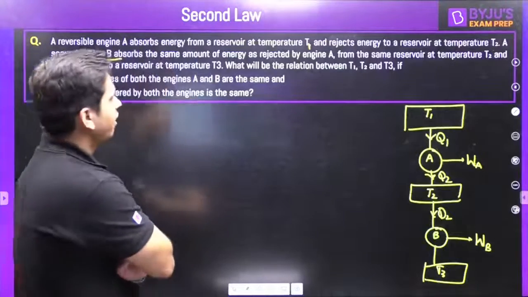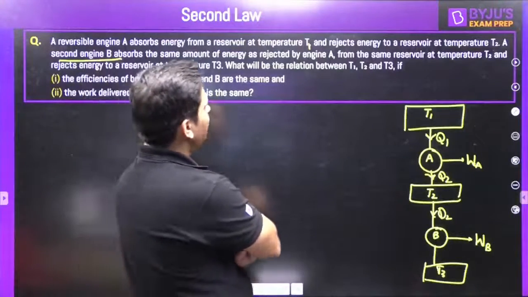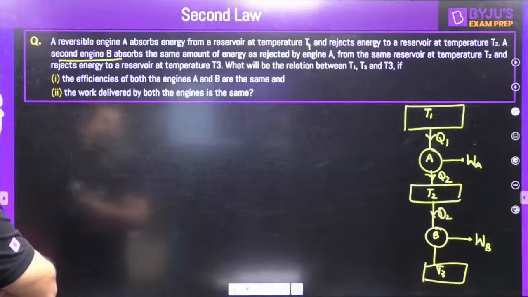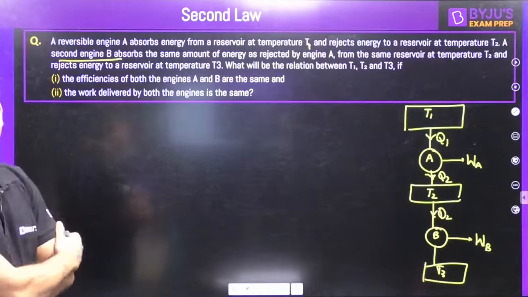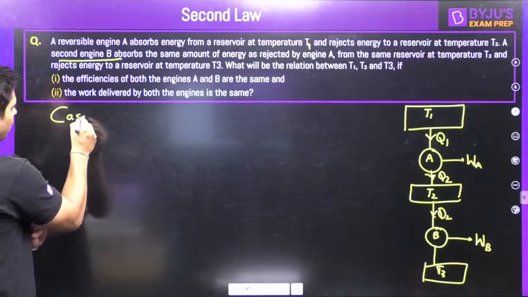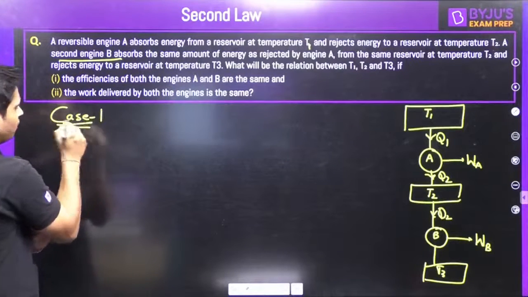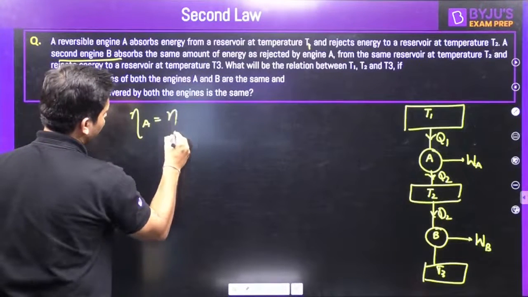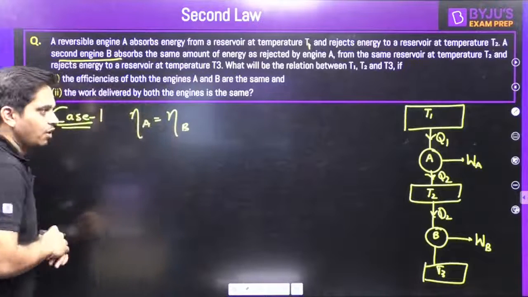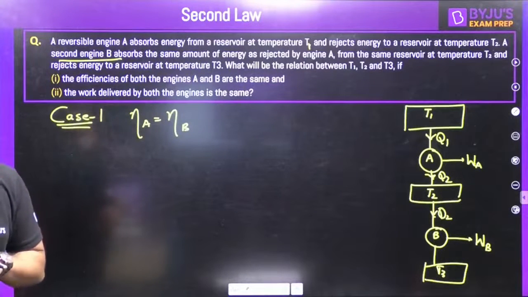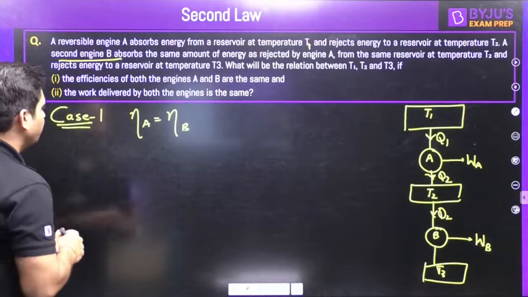Okay. So we have to talk about the relationship between T1, T2 and T3 if the efficiencies of both the engines A and B are the same. Case 1: efficiency A is equal to efficiency B. And these are reversible engines.